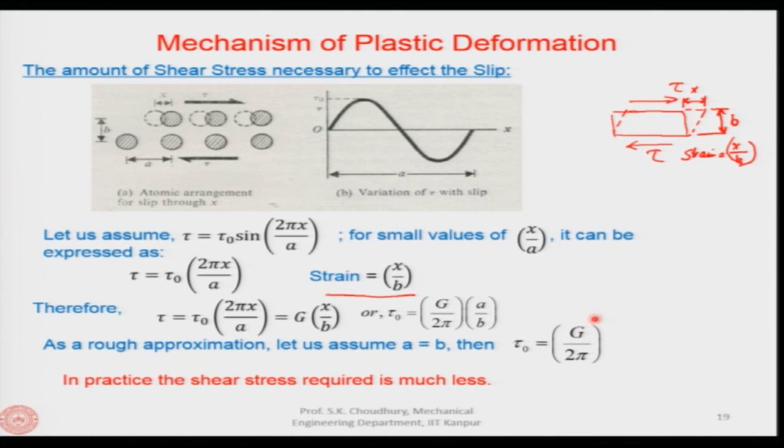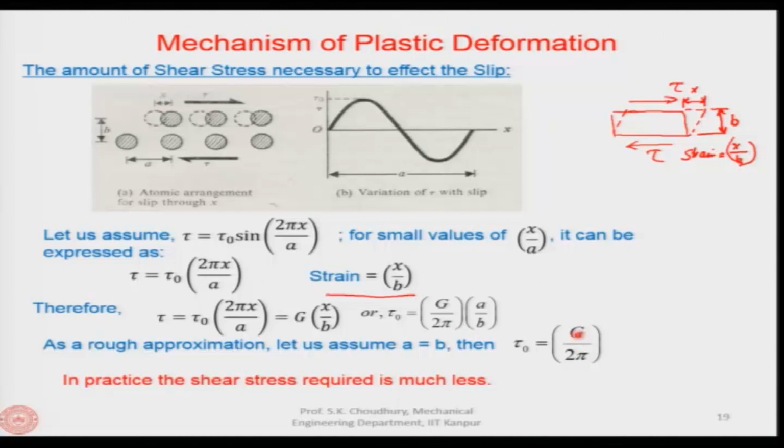And it is almost impossible to apply that much stress so that the permanent deformation or the plastic deformation occurs. So in practice, the value of the maximum stress that is required for the permanent deformation, for the plastic deformation or for the material removal is much less than the value that you are theoretically getting. Why so?